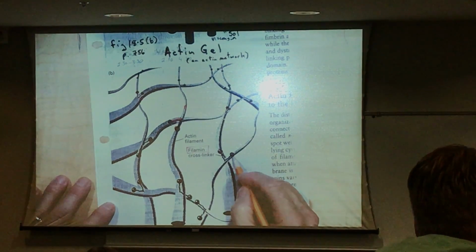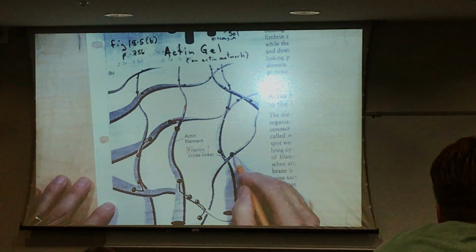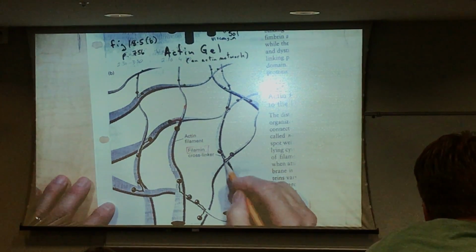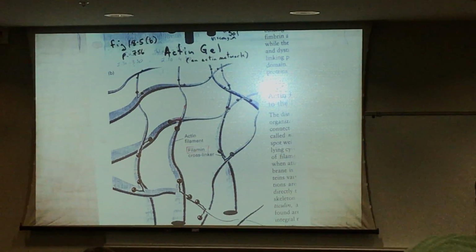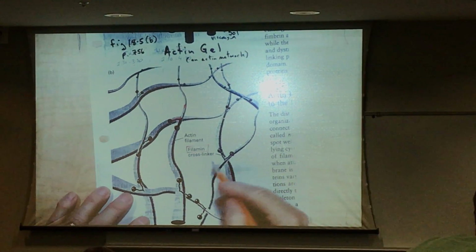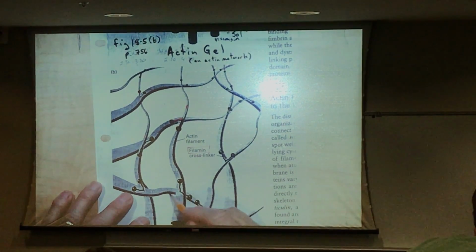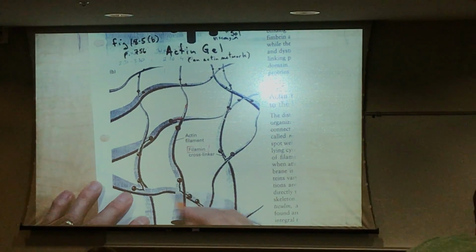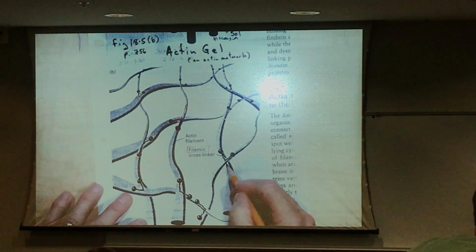Filamin has two globular actin-binding heads and then two tails which are joined to each other, and that tail joint is very flexible. It can form an acute angle or an obtuse angle and so forth, adjusting itself to the orientation of the actin filaments. But wherever we have these little crossover networks, it's all stapled in place by filamin.